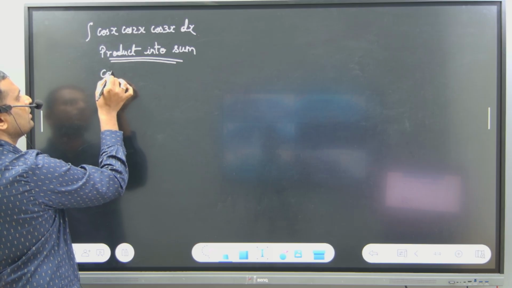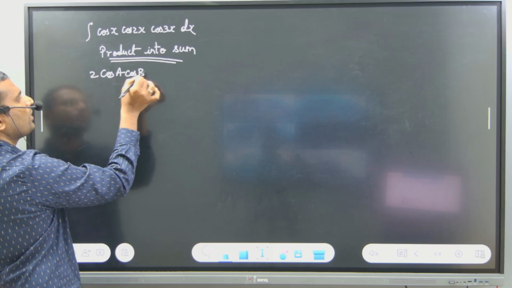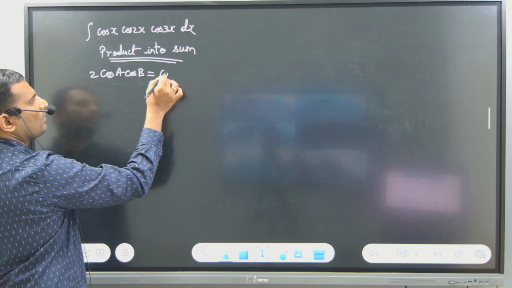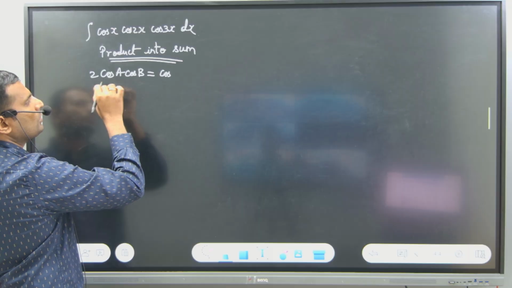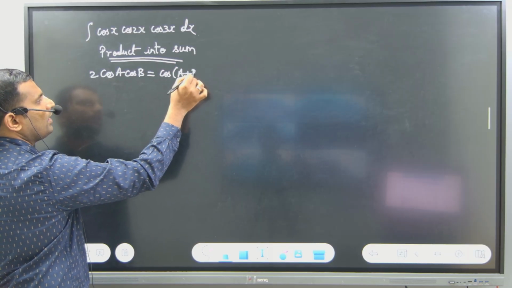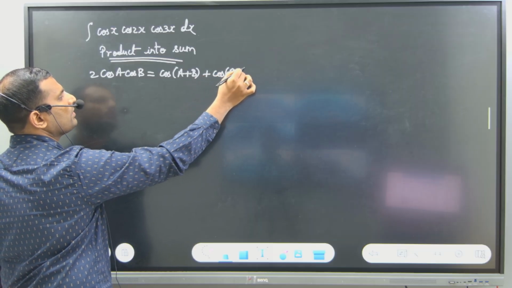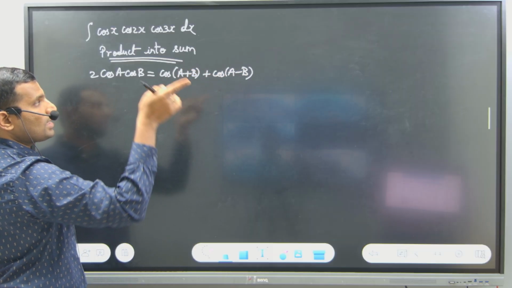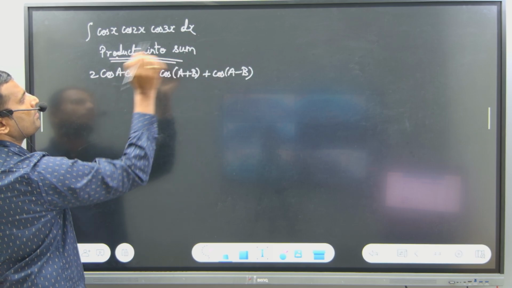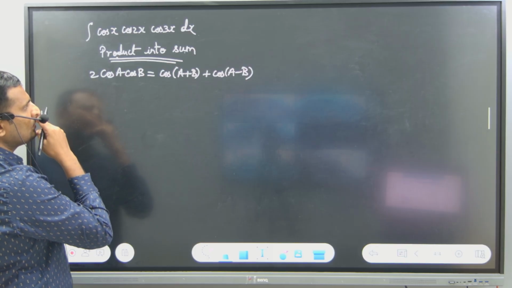What is the formula for 2 cos A cos B? 2 cos A cos B is cos of A plus B plus cos of A minus B. It is product to sum, not sum to product. Did you understand?